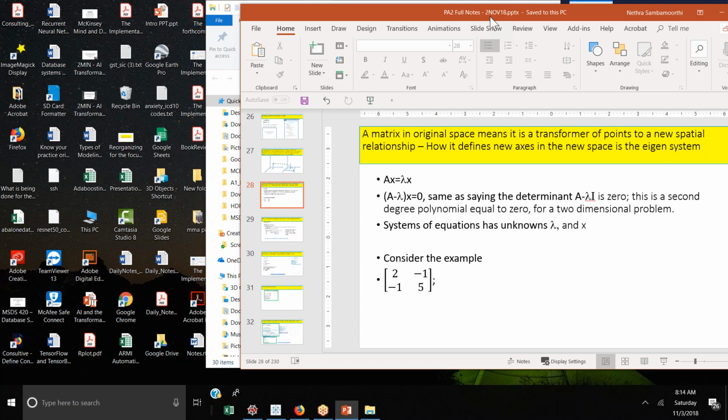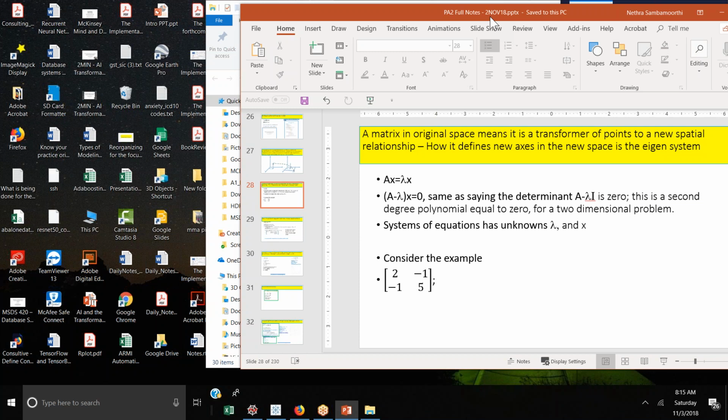But if you get past this, a lot of things will get clarified for you. The factor analysis will become very clear. Correspondence analysis will become very clear. All these things are based on the eigenvalues and eigenvectors.